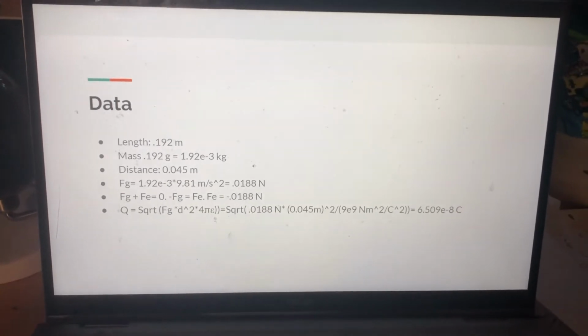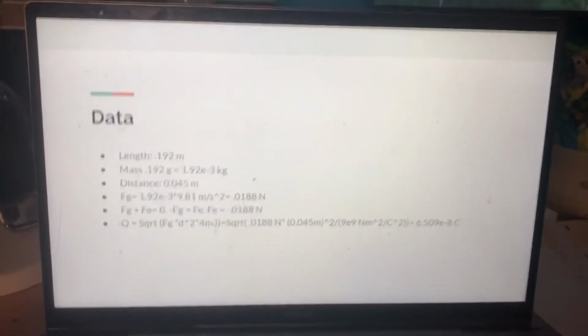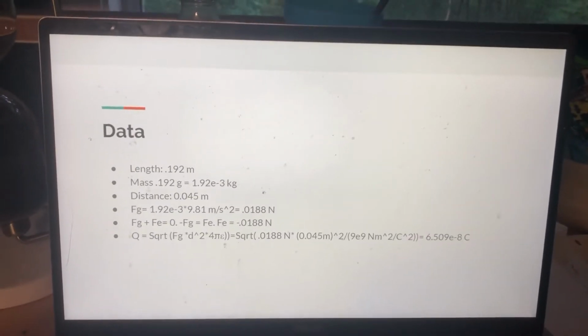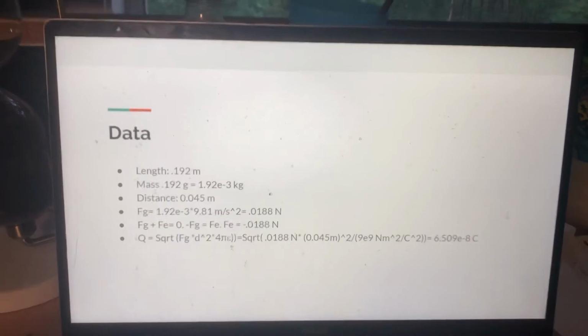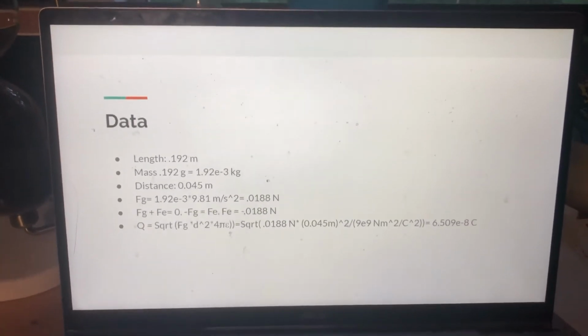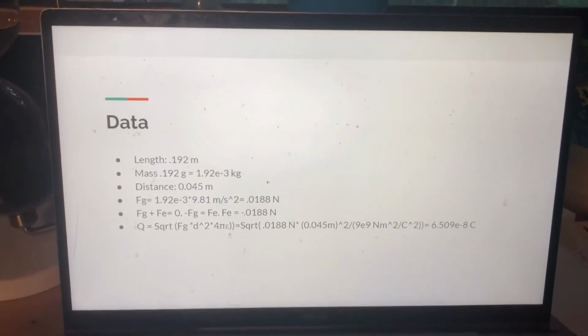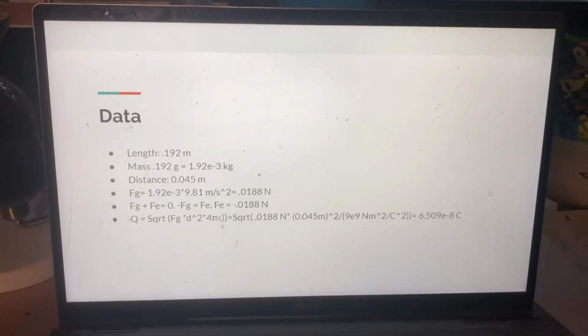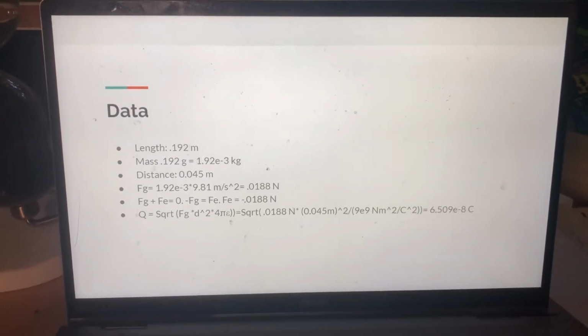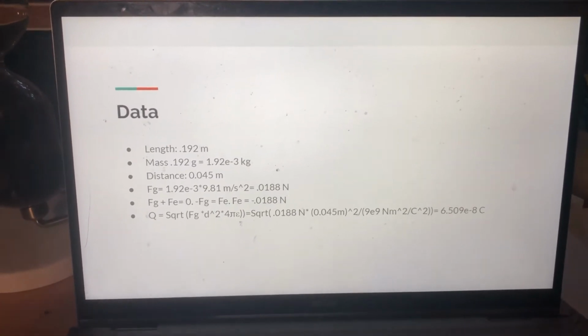So the data found was the length was 0.192 meters, and since the assumption was 1 gram was equal to 1 meter, the mass was found to be 0.192 grams, or 1.92 times 10 to the negative third kilograms. Separation distance was 0.045 meters.